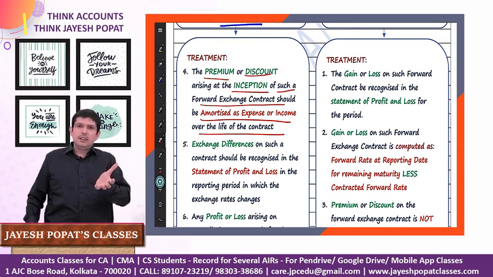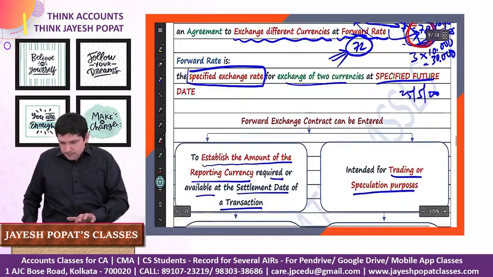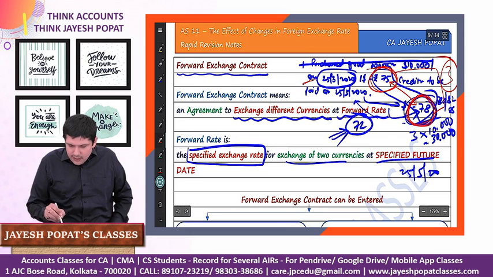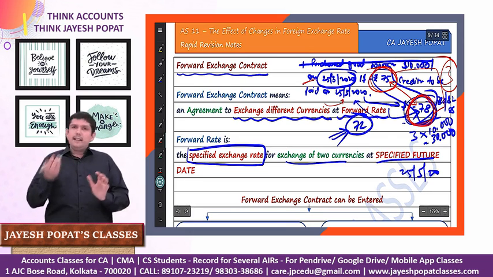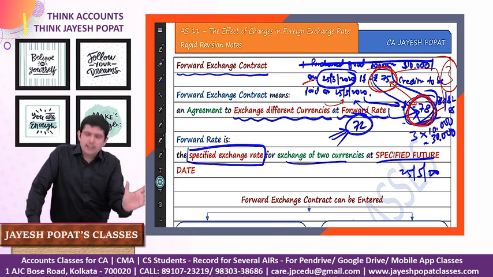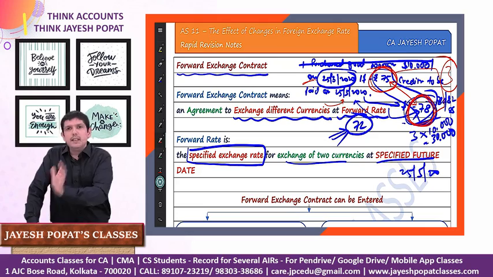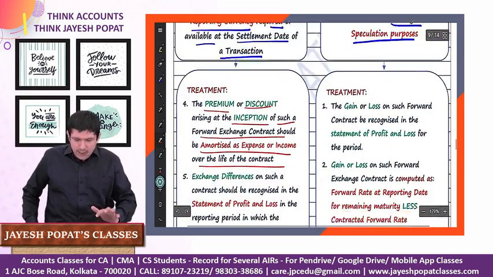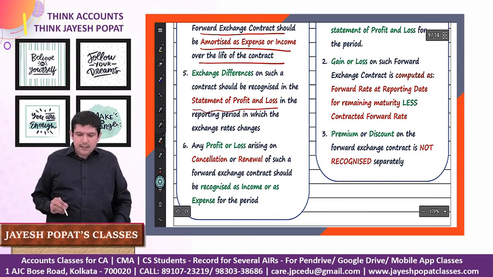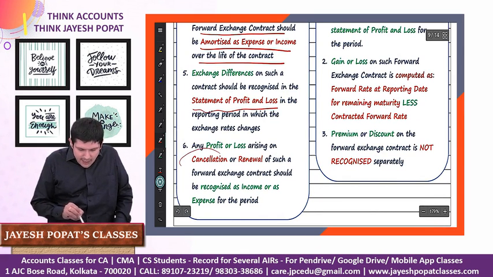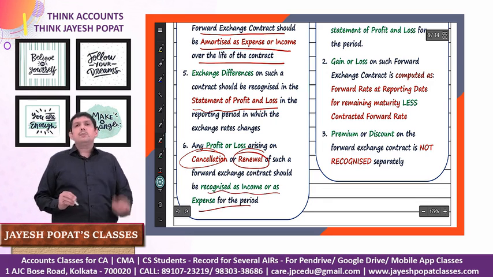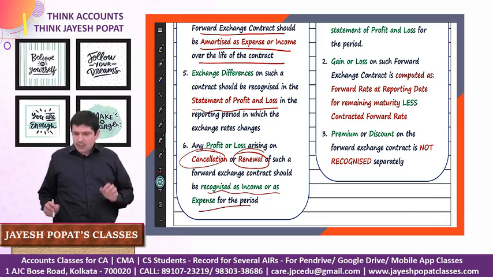I am paying 30,000 extra over 2 months. A certain number of days are in the current financial year, and a certain number of days are in the next financial year. So I will break this 30,000 into the number of days in the current financial year and the number of days in the next financial year and record the expense. Exchange difference on such a forward contract is also to be recognized in the statement of profit and loss. If I cancel this contract or renew this contract, any income or expense should also be recognized in the statement of profit and loss.